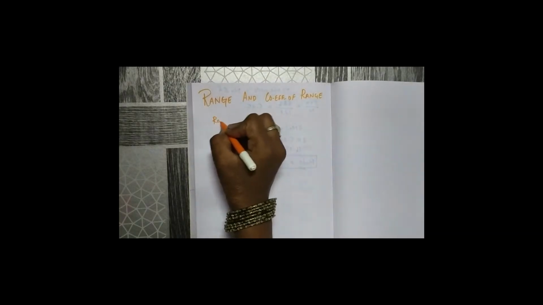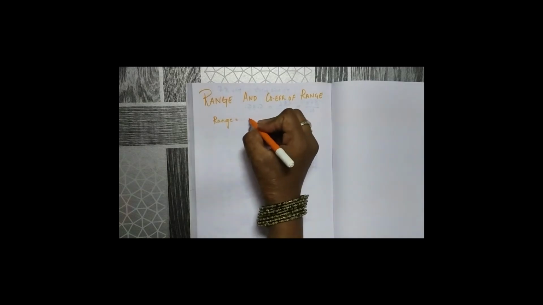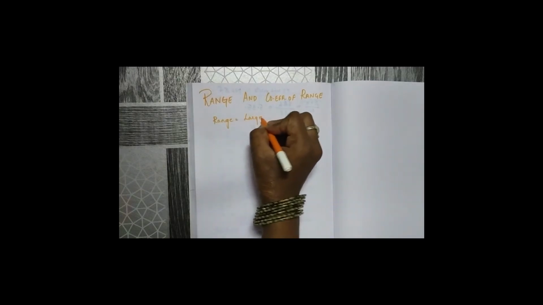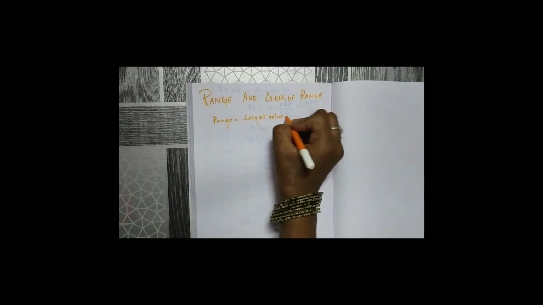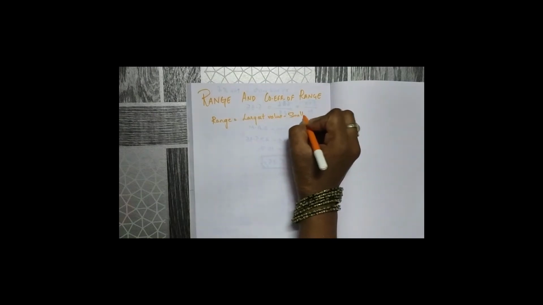Hello guys, in this video we'll be learning about range and coefficient of range. So the formula for range is equal to largest value minus smallest value.